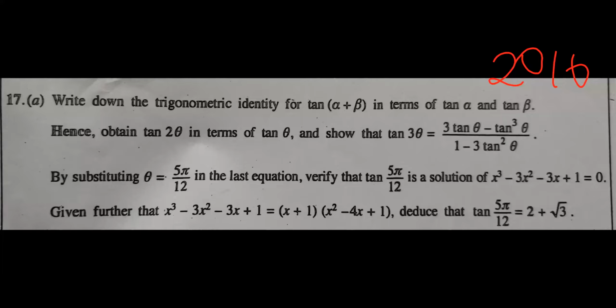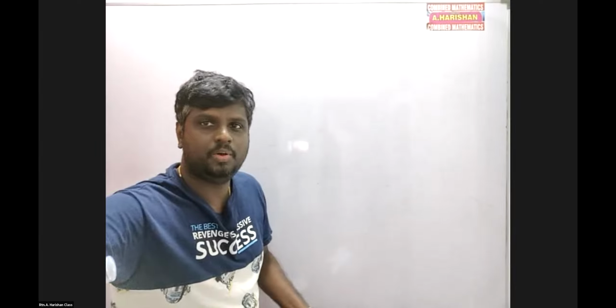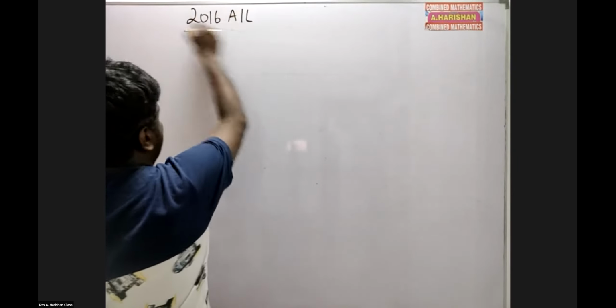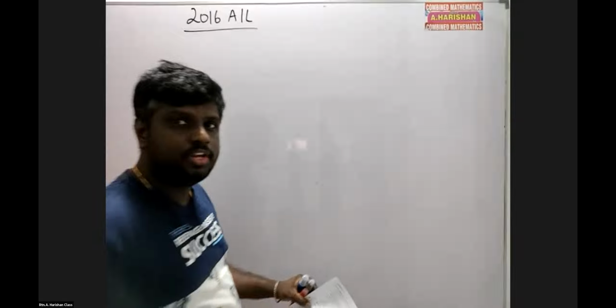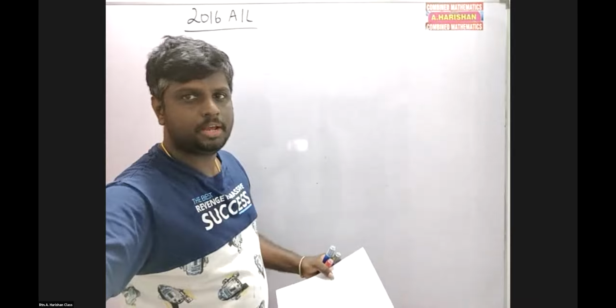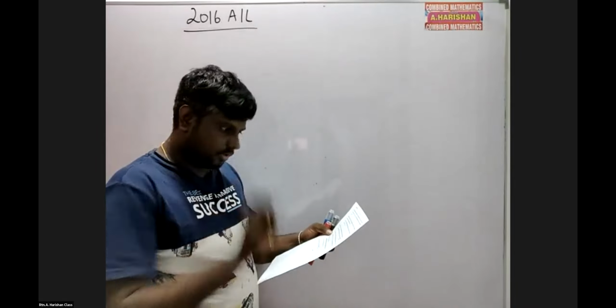Okay, so get back to the whiteboard. Okay, guys. All right. So hope you are okay, all of you. So quickly we'll do this question, right? 2016 past paper A level. So we have finished trigonometry fully. So that's going to be a comprehensive notes that we are having.